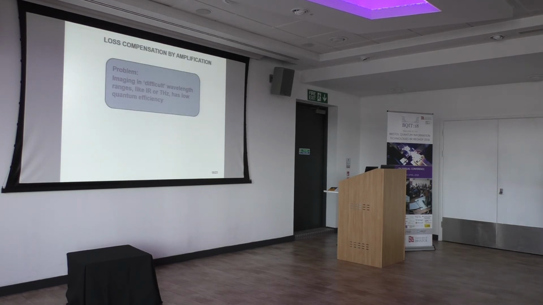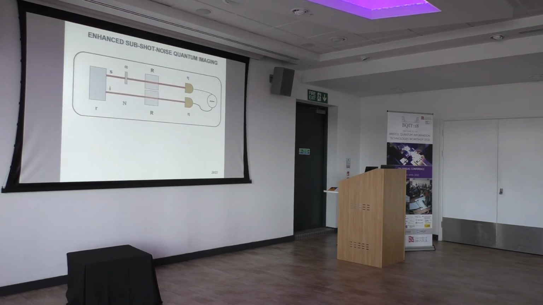But the problem is that sometimes we need to image in difficult ranges, like terahertz, middle infrared, and so on. And in this case, as a solution, we want to apply this parametric amplification before detection. This is the scheme. So after the object, in both beams, we need to put a parametric amplifier.